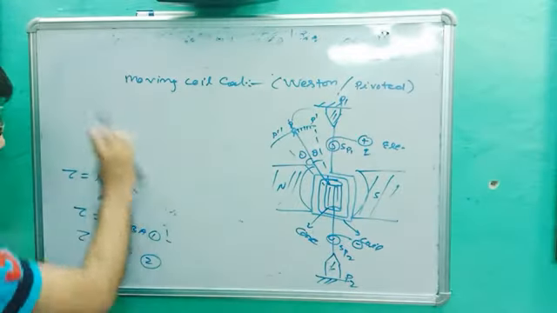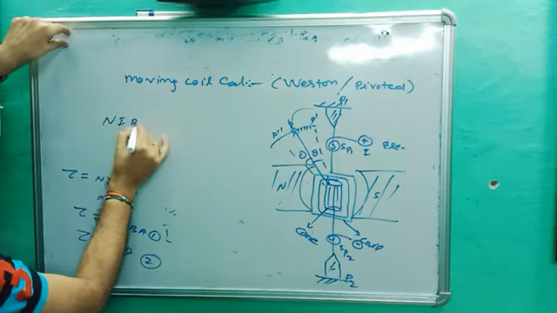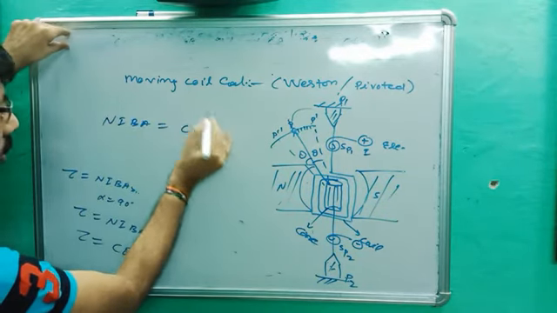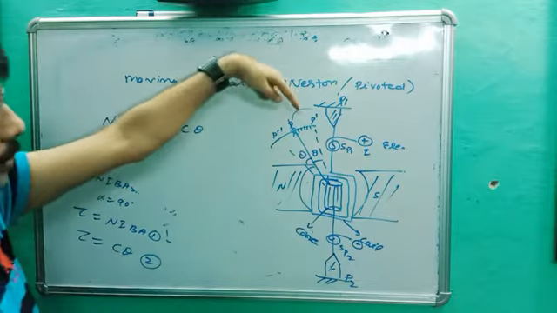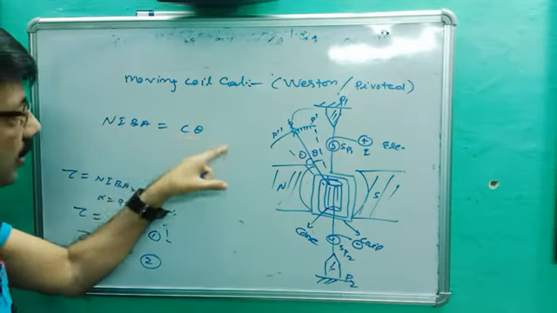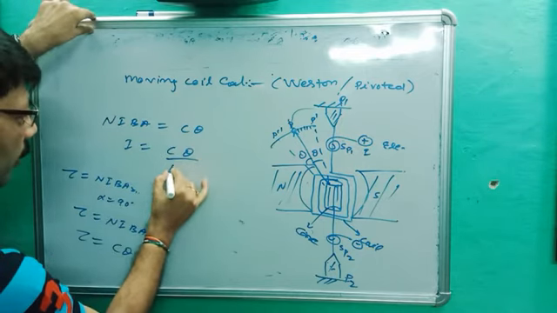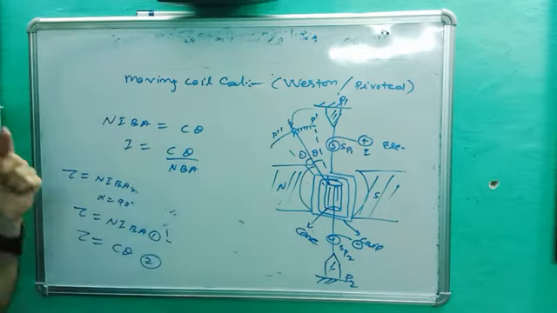Okay, this is the working. Left is equal, so right will be equal. So what do we get here? NIBA is equal to C theta. You better know the pointer will come to rest when both torques are equal. So NIBA is equal to what? C theta. So I is equal to what? C theta upon NBA. There is the point.